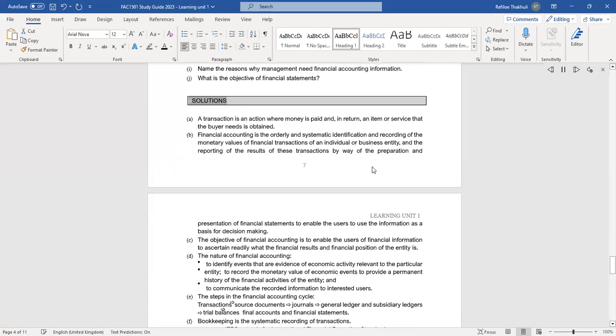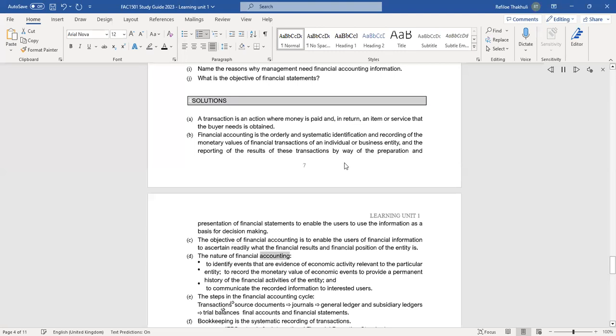4 Solutions. A transaction is an action where money is paid and, in return, an item or service that the buyer needs is obtained. Financial accounting is the orderly and systematic identification and recording of the monetary values of financial transactions of an individual or business entity, and the reporting of the results of these transactions by way of the preparation and presentation of financial statements to enable the users to use the information as a basis for decision-making. The objective of financial accounting is to enable the users of financial information to ascertain readily what the financial results and financial position of the entity is.